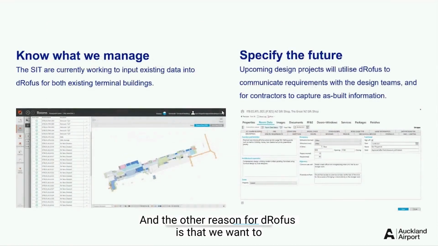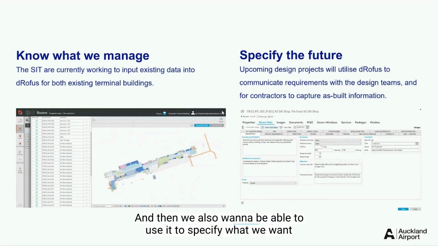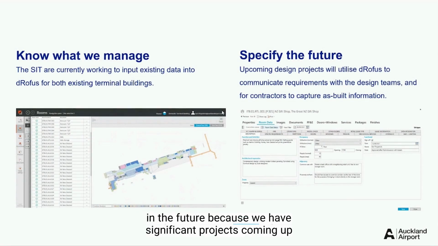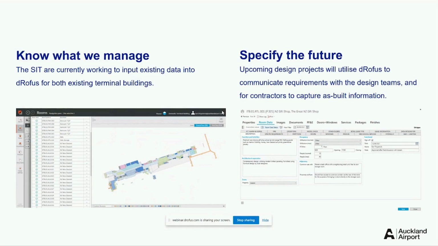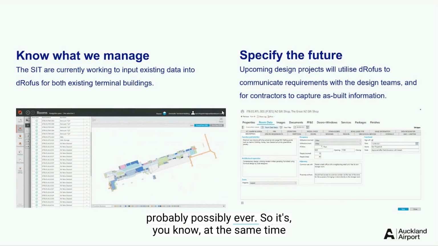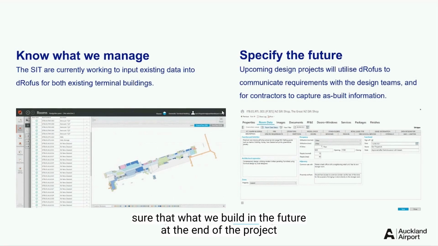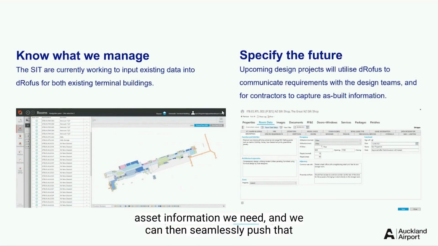The other reason for dRofus is that we want to know what we manage, so we're trying to capture our existing terminals, and we also want to be able to use it to specify what we want in the future, because we have significant projects coming up with a lot of requirements. They're the biggest projects we've done possibly ever. So it's at the same time helping us understand what we currently have, but also making sure that at the end of the project we've got the design we want, we have the asset information we need, and we can then seamlessly push that through to our operational systems as needed.